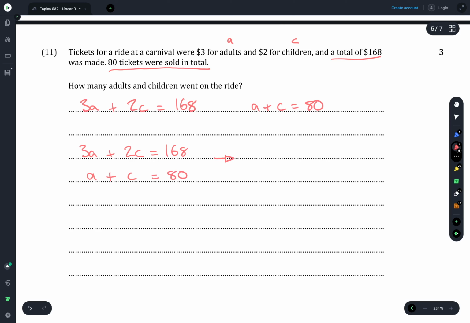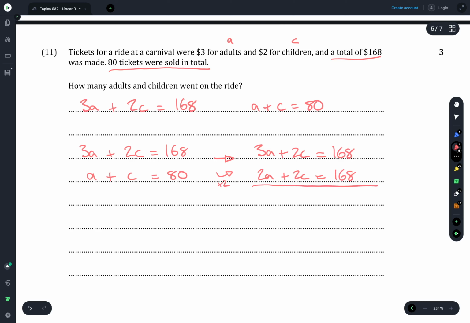And then next thing we want to do is we see that neither of these are lined up completely just yet. Let's look to eliminate the C's. The way that I can do that is multiply this bottom one by 2, so that I'll end up with 2C. If I times this bottom one by 2, I'm not going to change the top one. 3A plus 2C equals 168. I have 2A plus 2C equals 160.